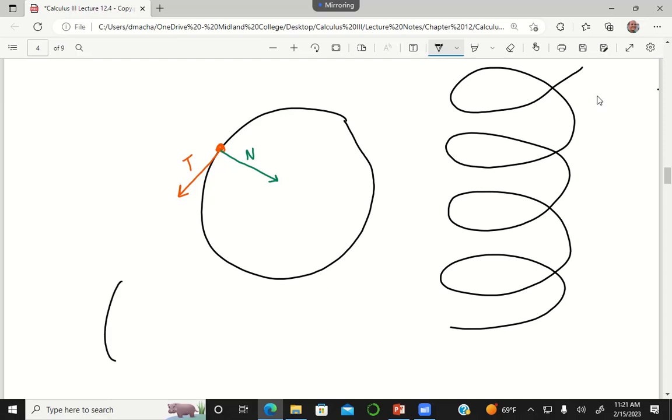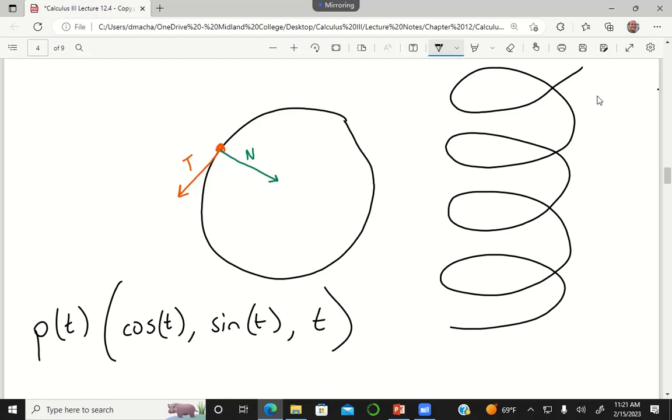So the curve might be something like cosine t, sine t, t. That would give this helix. So over time, in the xy plane, this object would be traveling in a circular path, but also over time in the z direction, this object is just traveling upward at a constant velocity.